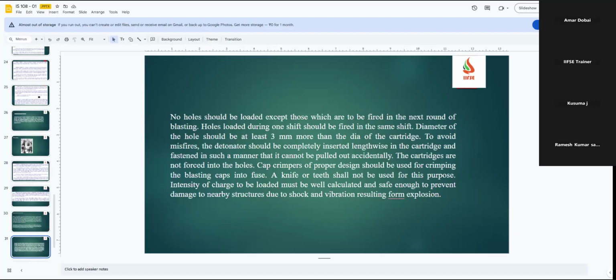The cap crimper or proper design should be used for clamping the blasting cap onto the fuse, and a knife or teeth shall not be used for this purpose. The intensity of charge to be loaded must be well calculated and also safe enough to prevent damage to the nearby structures due to shock and vibration resulting from the explosion. So when I say intensity of charge, the size of the cartridges which you are using, you have to choose in such a way that it should not impact the adjacent structures.